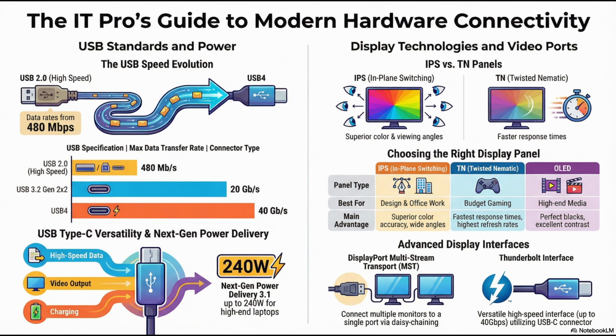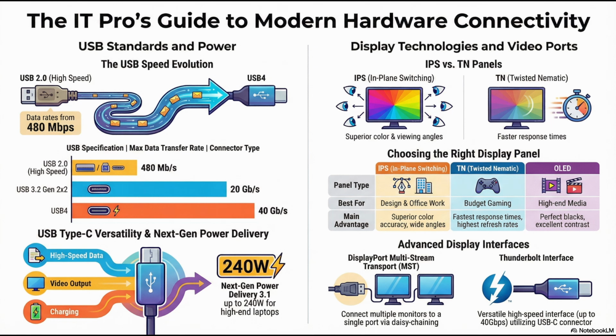But if I walk into a professional office or a high-end gaming setup, I see DisplayPort. Why is that? DisplayPort was designed for the computer industry, not the TV industry. It functions more like a data network. What does that mean in practice? It has some superpowers that HDMI generally lacks. The big one is MST, multi-stream transport. And what does that actually let me do?